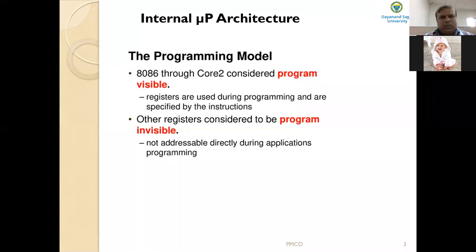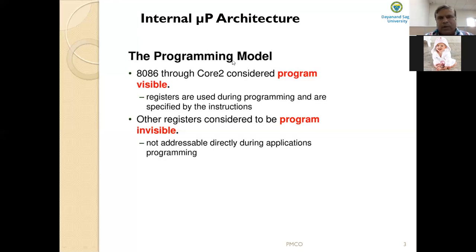So before a program is written for a microprocessor or any instruction is investigated, the internal configuration of the microprocessor must be known. Here we will discuss the details of the program visible internal architecture of the 8086 microprocessor through the Core 2 microprocessors. So the question is, what is the programming model?